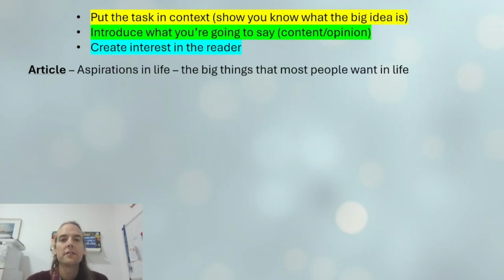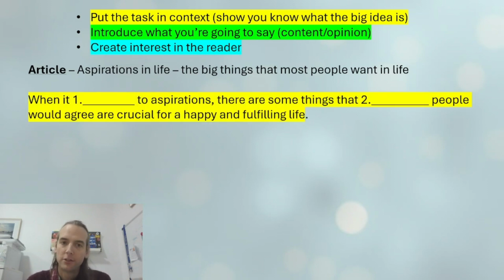Here's a little example. Remember, our question was, write an article about the big aspirations that people want in life. And here's a little sample. When it comes to aspirations, there are some things that people would agree are crucial for a happy and fulfilling life. So I put the task in context. And we can see we're talking about things that are crucial for a happy and fulfilling life that people agree on. This was the question, the big things most people want in life. It's in the question. I'm showing in my own words that I understand the topic. I'm giving that context.